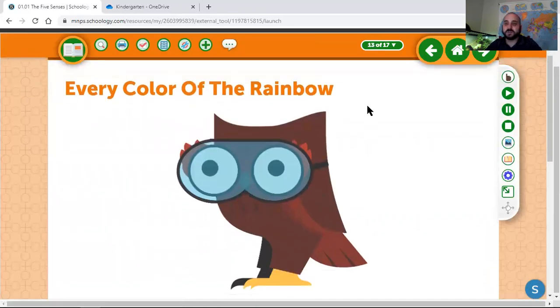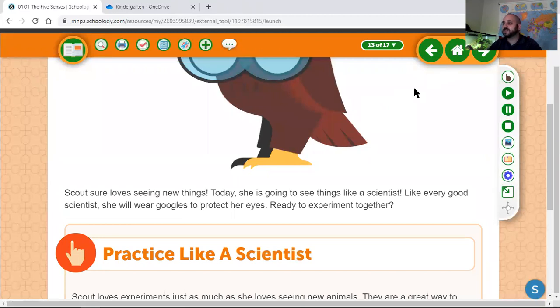Every color of the rainbow. Scout sure loves seeing new things. Today, she's going to see things like a scientist. Like every good scientist, she will wear goggles to protect her eyes. Ready to experiment together?